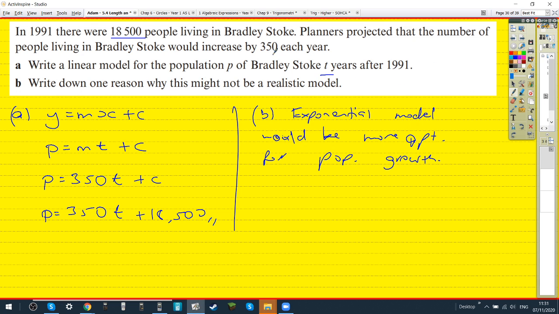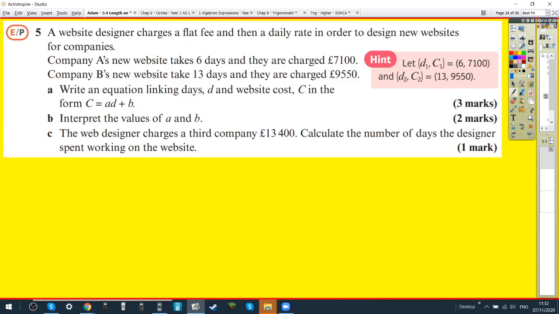In general, it goes up by 350 every year, and so the gradient is 350. The initial starting value was 18,500, and so that's the C, where it's starting from. So it would be 18,500, and then it goes up by 350 every year. Okay. Unless there are any questions, I bet it is exam time.